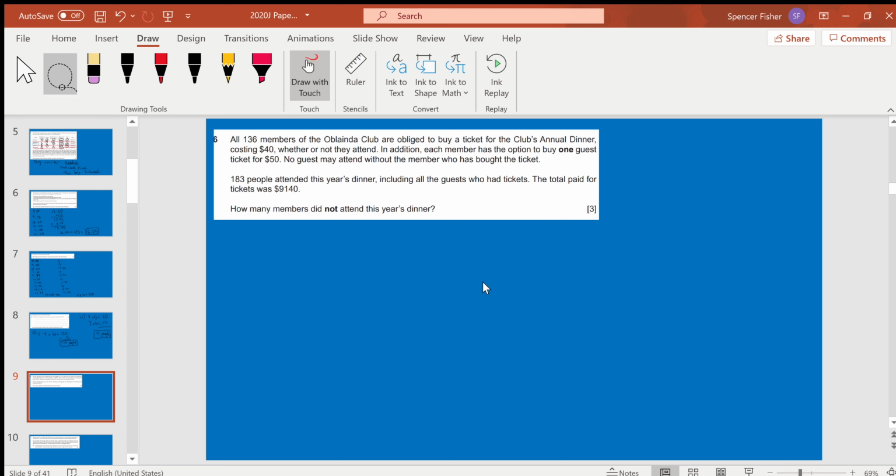Okay, number 6 here is very procedural. So we have 136 members of this club who are obliged to buy a ticket for the annual dinner, which costs $40, whether they attend or not. In addition, each member has the option to buy one guest ticket for $50. No guest may attend without the member who has bought the ticket. So 183 people attended the dinner, including all of the guests who had tickets, and the total was 9,140. And they want to know how many members did not attend this year's dinner.